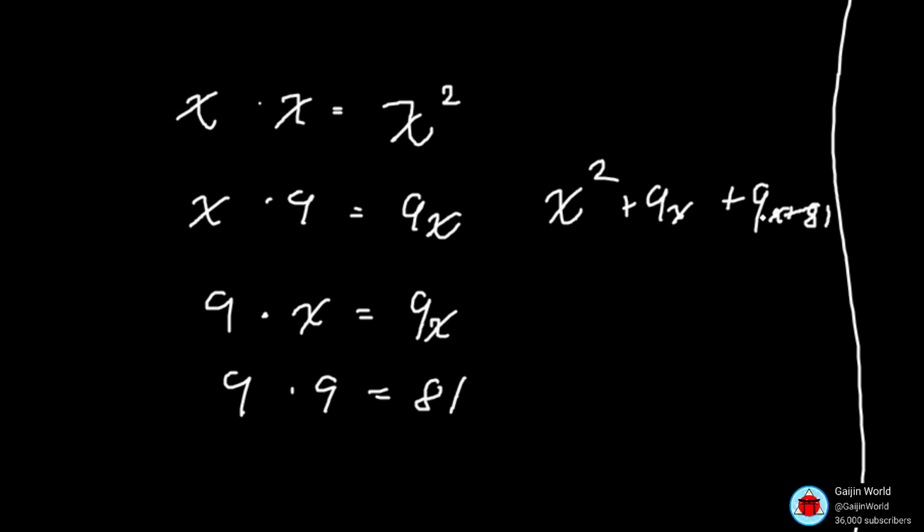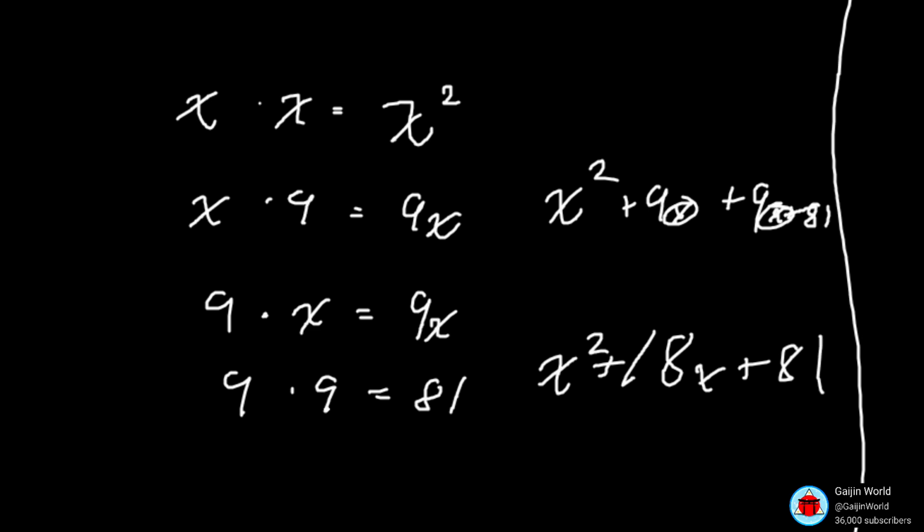You do this because they have the same last letter, so you add both of them. Oops, I accidentally put a 9 there. It's actually 18x plus 81. So there you have it. You get this. Now for the second method, you have this.